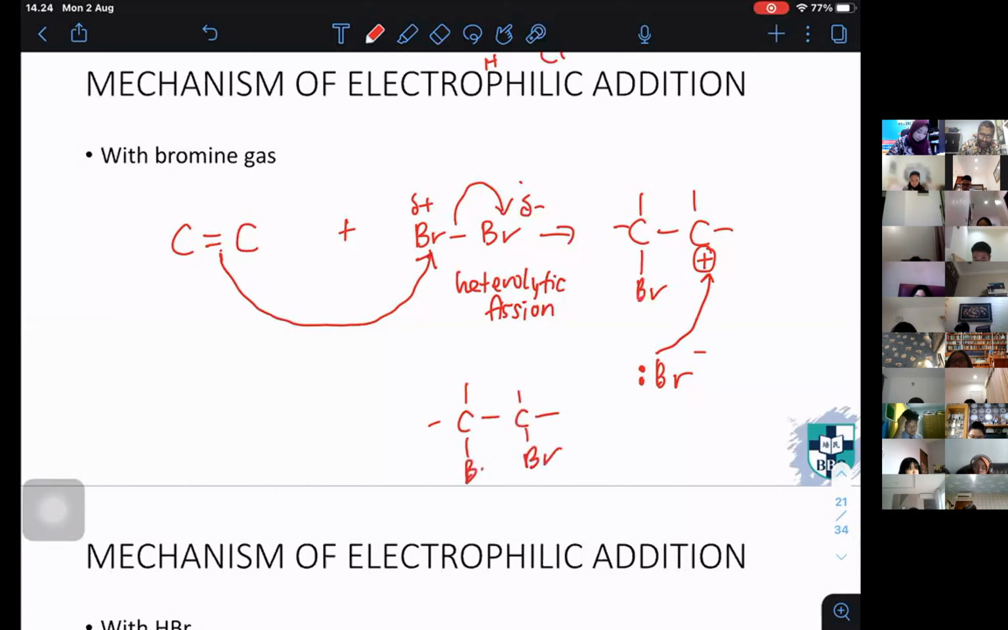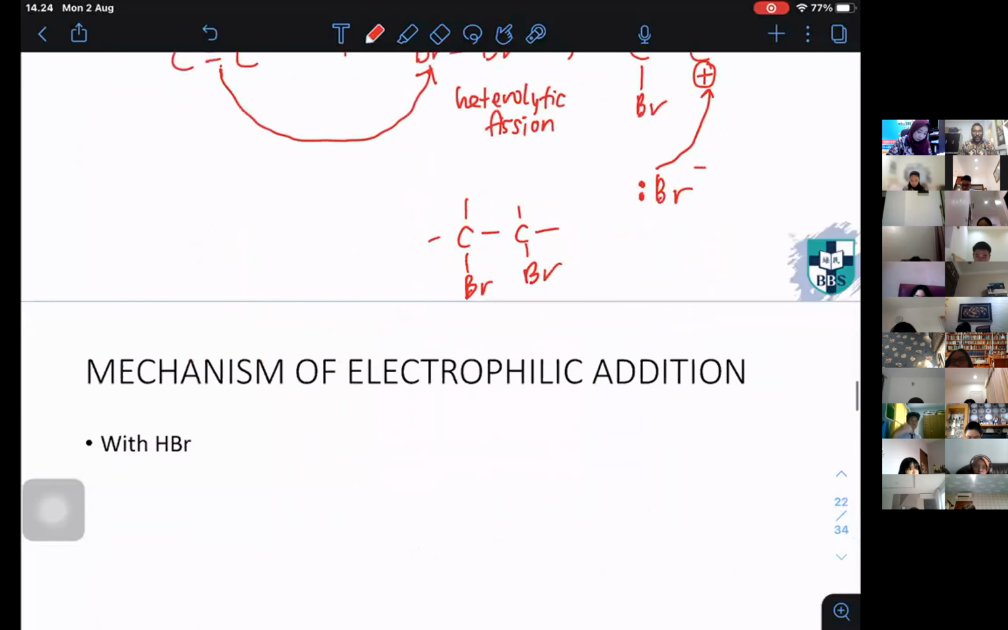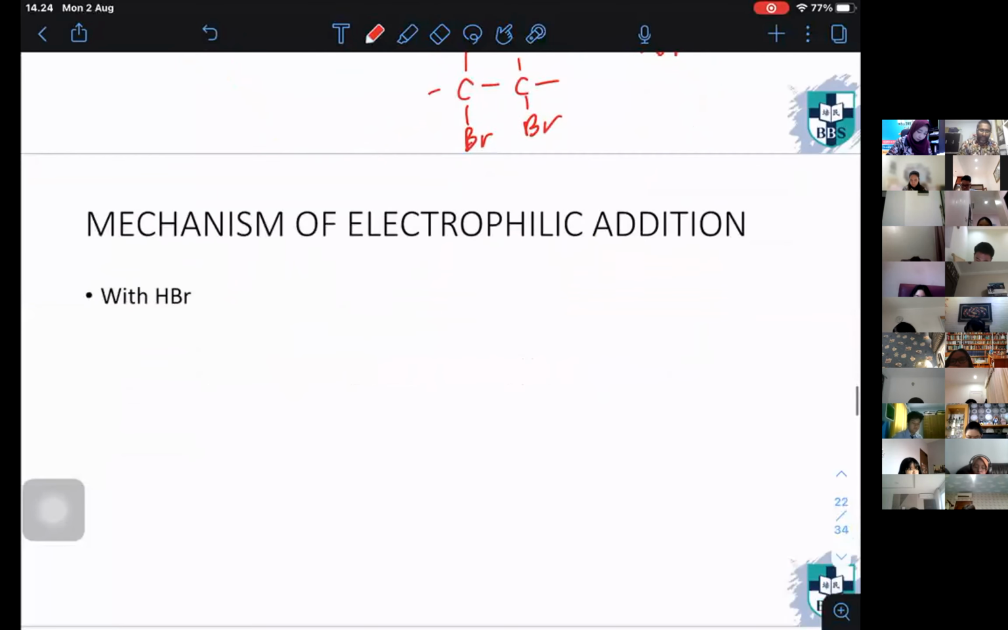So what will happen? How do I draw it for HBr then? It's the same: you have carbon double bond carbon, and you have HBr, and this one is more electronegative, so the electron will go there, delta negative, delta positive. The electron will move over here, and the hydrogen in this case can go to any carbon.